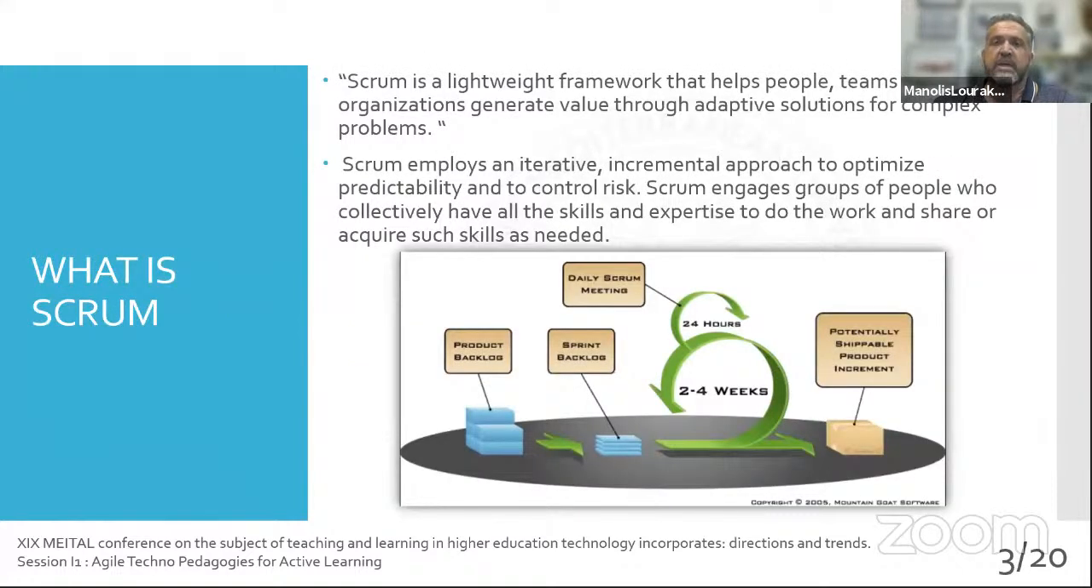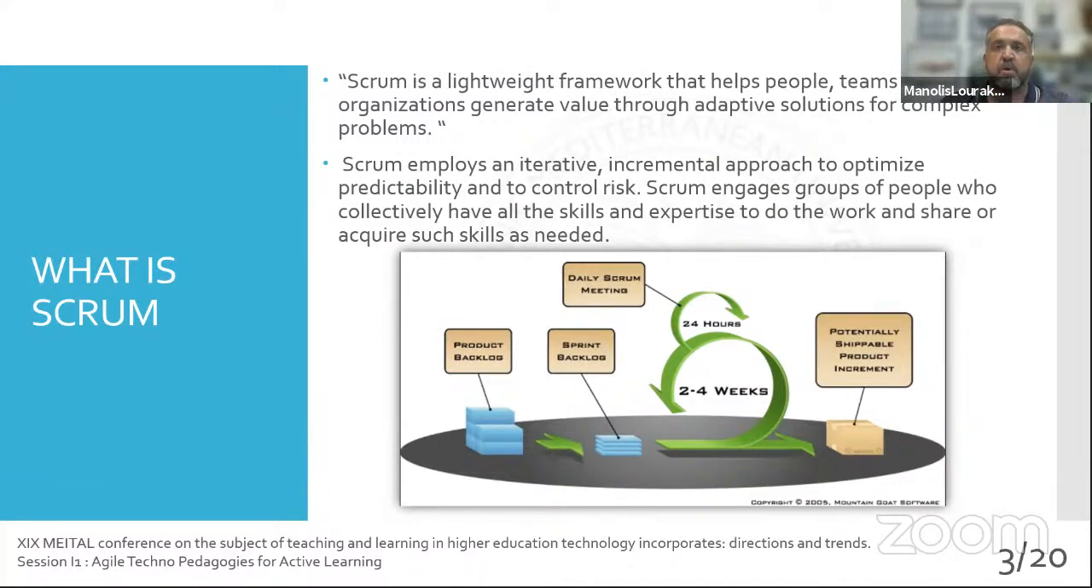SCRUM is a framework. It's not a methodology. It helps people to work together and to be more efficient. The main concept under SCRUM is that it takes the work to be done and divides it into smaller steps, smaller actions, and during constant iterations, the work is done over a period of time. The whole work is also divided into periods of time, which are called sprints, and the teams work together and meet on a daily basis.